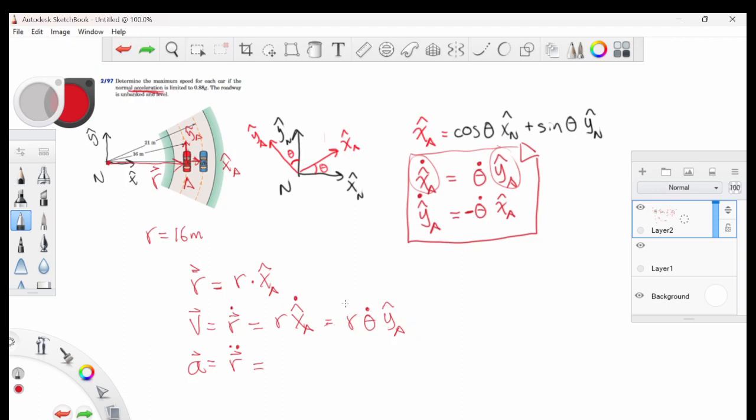So R dot is 0, then the derivative is R theta double dot YA hat plus R theta dot and then YA hat dot, and we reuse the expressions we found before to have theta dot square XA hat and then a negative sign here.